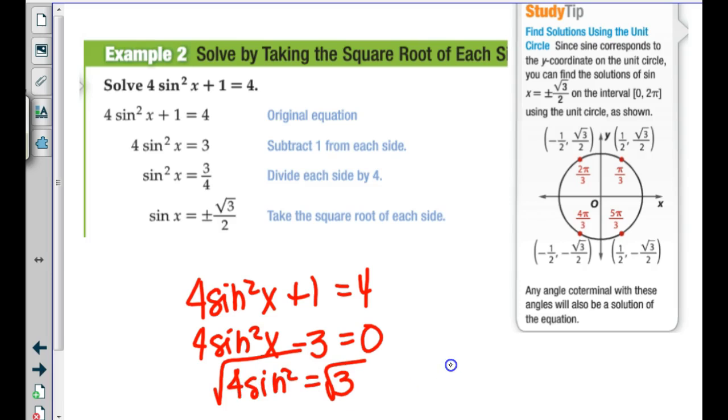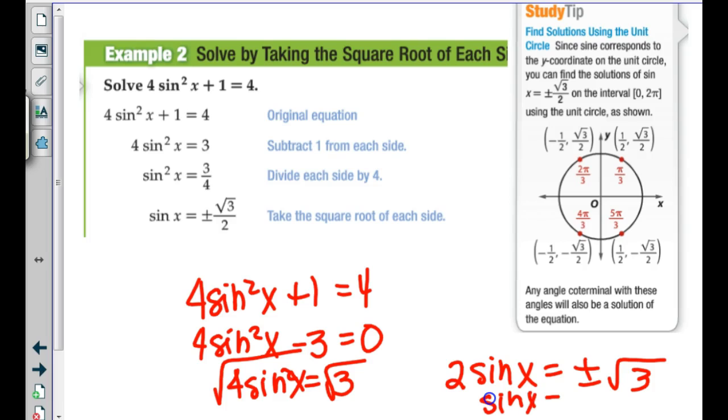The square root of 4 sine squared would be square root of 4 is, square root of sine squared is. Okay, but anytime there was an x in there and you square root it, you need a plus or minus. Whichever side you want to put the plus or minus on. Most of us put it on this side, but you could put it over here, doesn't matter. And then when you divide by 2, you get sine is plus or minus square root of 3 over 2.